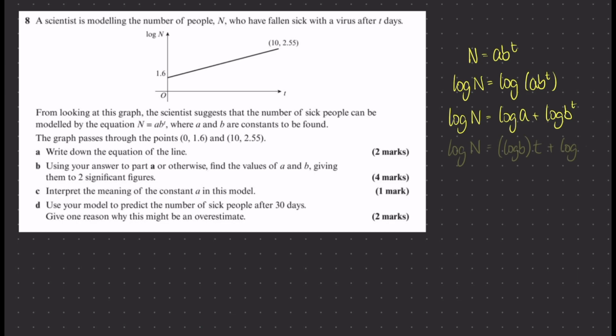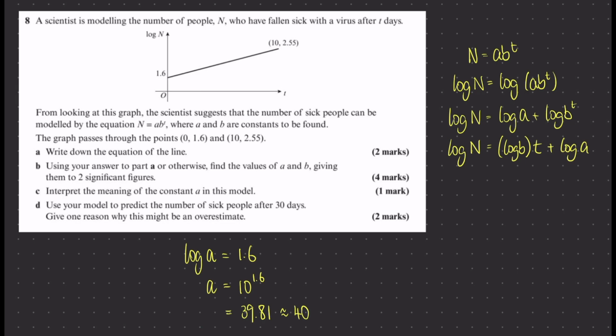So I've written it like this so we can see that log n corresponds to our y value, t would correspond to our x value, log b would be the gradient, and log a would be the y-intercept. Using that information, I can now compare log a to 1.6, which is the y-intercept, and then raise 10 to the power of 1.6, and calculating that, I find it to be 39.81. So it says two significant figures, let's round that then to 40.